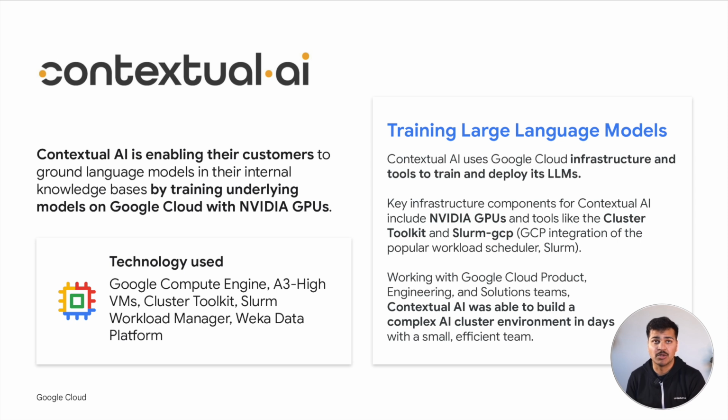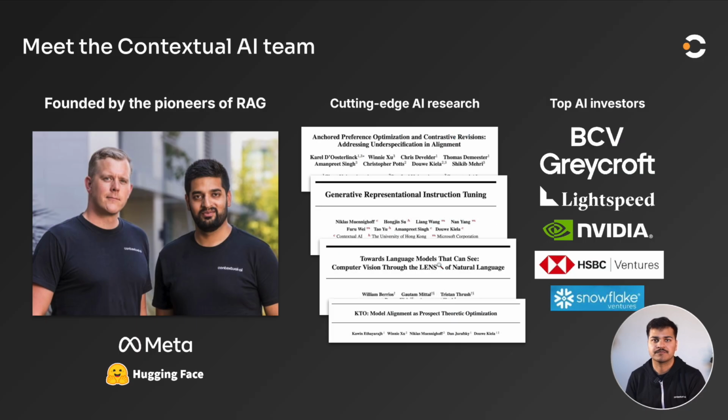Much of our tech stack is built on Google infrastructure with NVIDIA GPUs, both for training and for model serving. For example, we're currently using the Cluster Toolkit and Slurm as core pieces of our training architecture. And of course, all of our work runs through NVIDIA GPUs. I'll dive a bit deeper into the details of our architecture a bit later in the presentation.